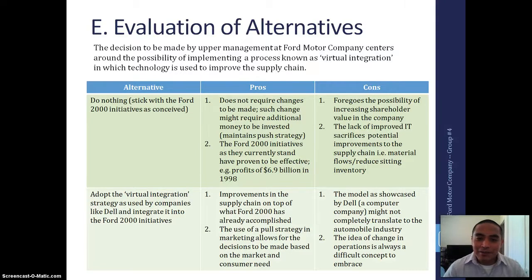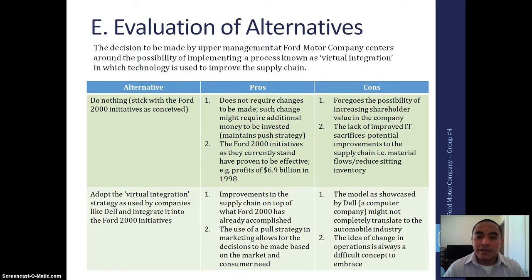My name is Kurt, and I'm going to be discussing with you the different alternatives that Ford has in place that address the potential of improving their supply chain and thus improving stakeholder value in the company. One alternative is to do absolutely nothing. This means that they're going to stand pat and stick with the Ford 2000 initiatives as they've been conceived.